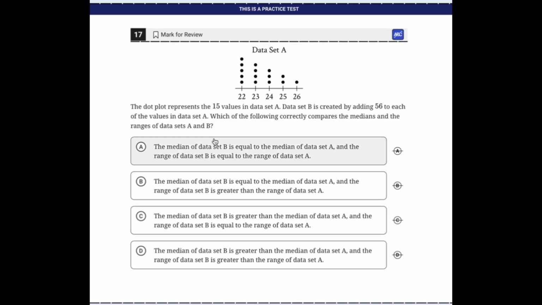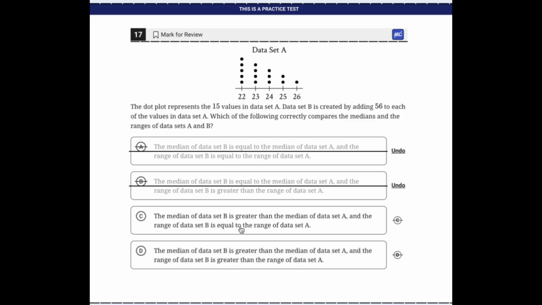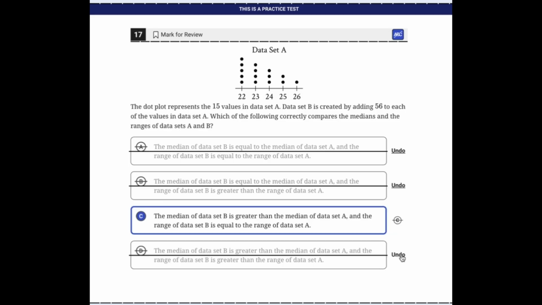The median of data set B is equal, no, we already said that's not the case. The median of data set B is greater than the median of data set A, and the range of data set B is equal to the range of data set A. That's what we were saying. So we can ignore the following problem and continue working through problems.